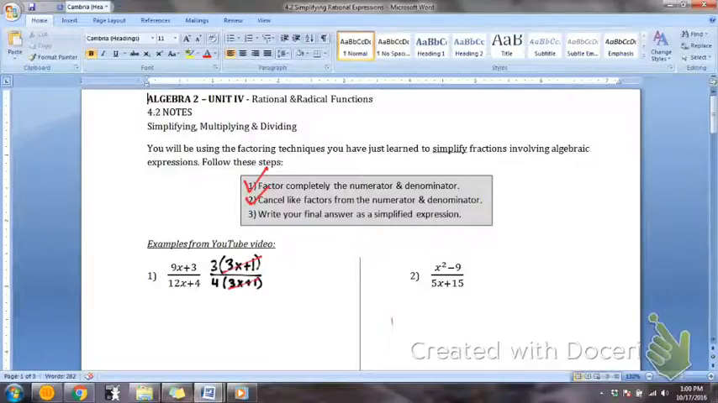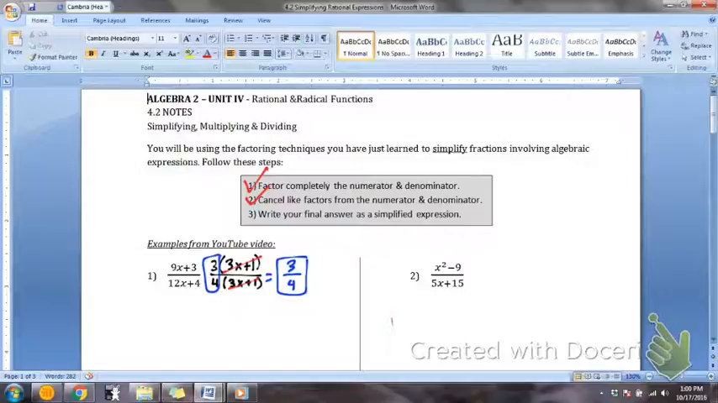So what is step number 3? Write your final answer. What's the only thing we have left here? 3 over 4. So that becomes my final answer. So this rational expression reduces or simplifies to just 3 over 4. Questions about that?